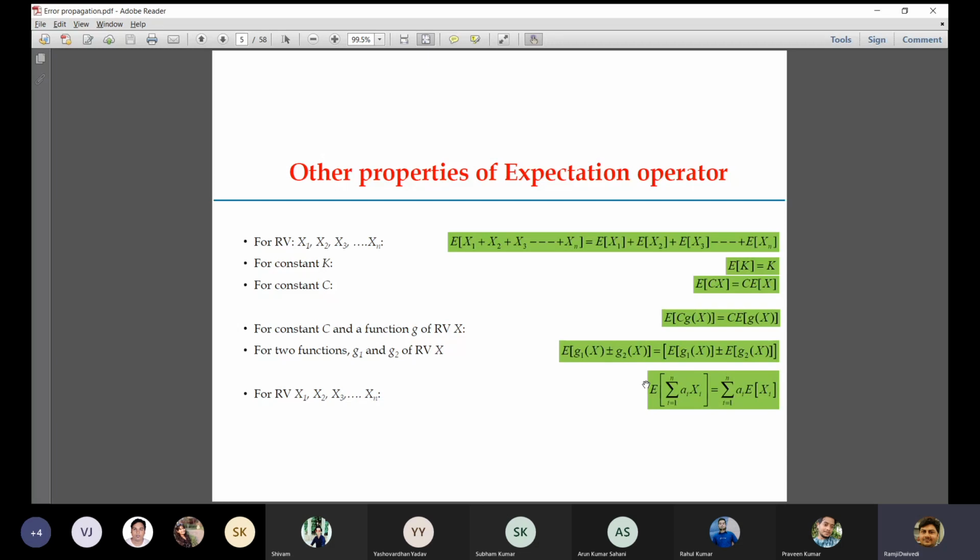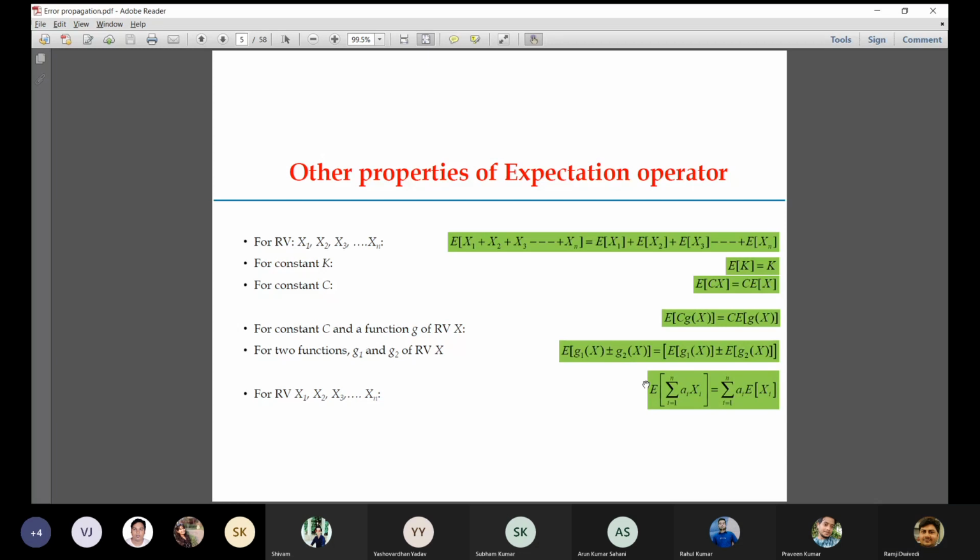Okay. For a constant, expectation of k would become k. Expectation of a constant would automatically come out of that operator, so expectation of cx would become c times expectation of x. For constant c and a function g of random variable x, that is expectation of c g(x), you can write it down as c times expectation of g(x). Very basic equations. There is nothing to worry about much. Then the two functions, be it additive or subtractive, appropriately you could take it down from your previous understanding.